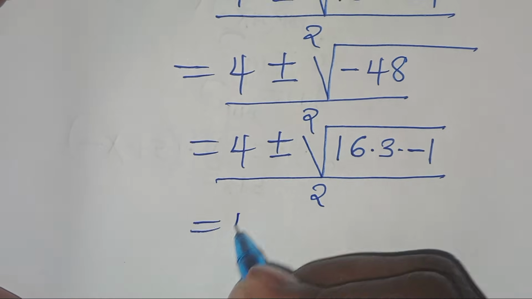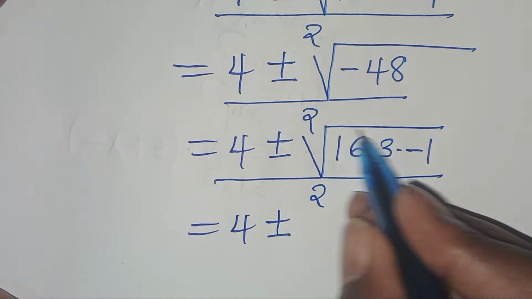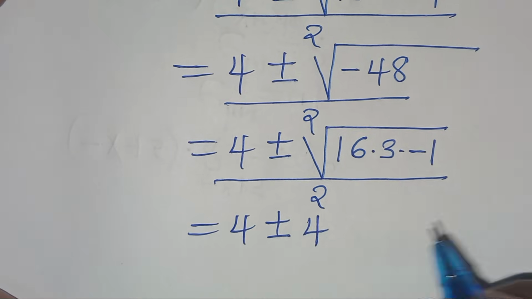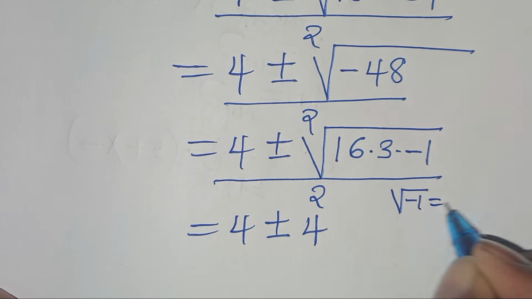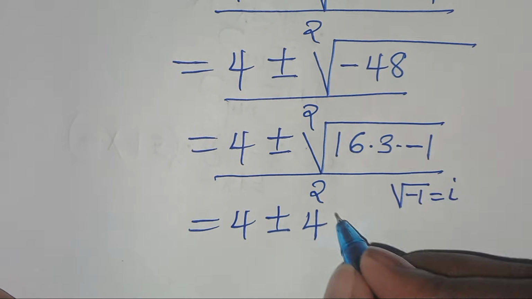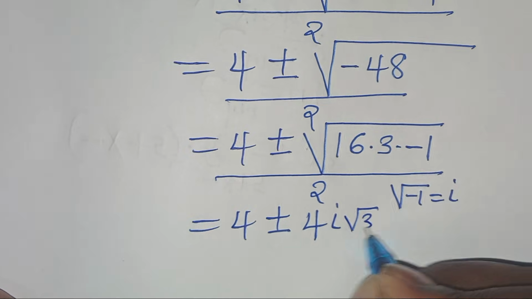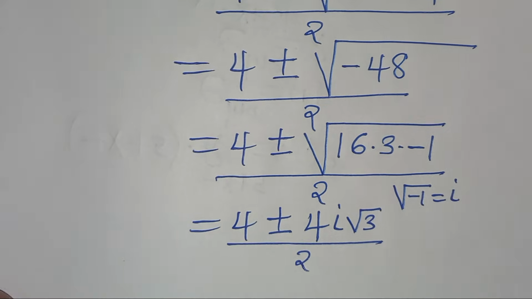So we have 4 plus or minus the square root of 16, this is 4. Then we have the square root of minus 1. This is the same thing as i. So we have 4i square root of 3 divided by 2.